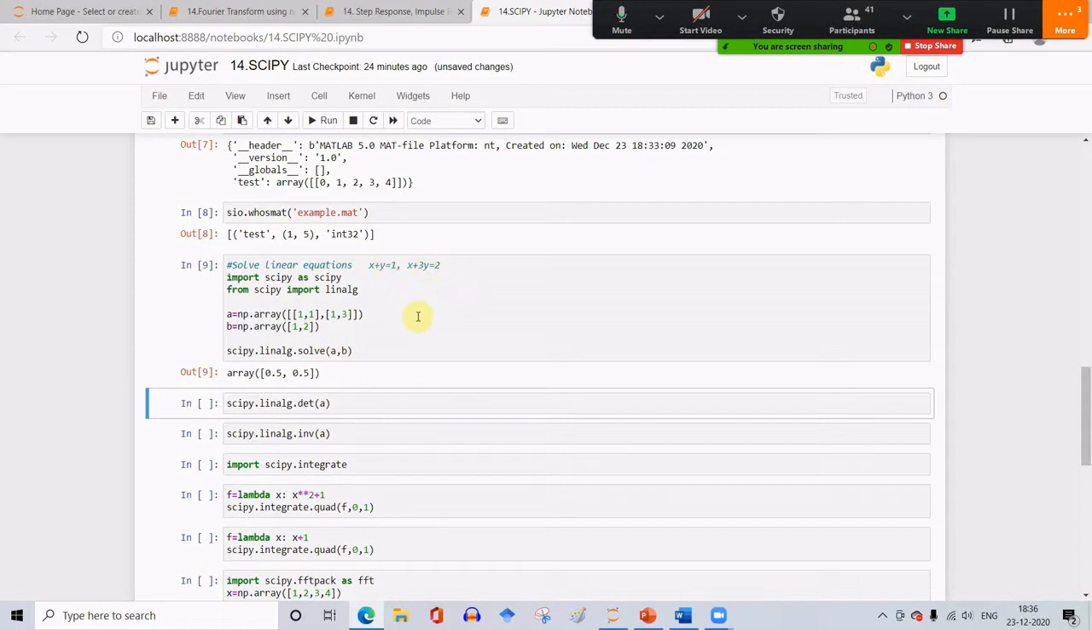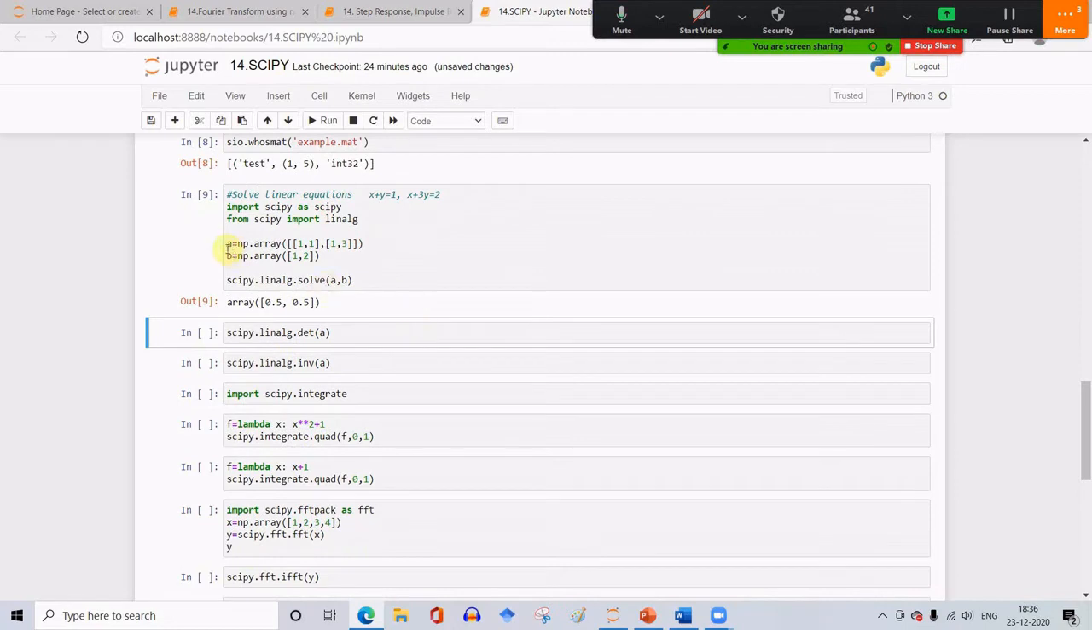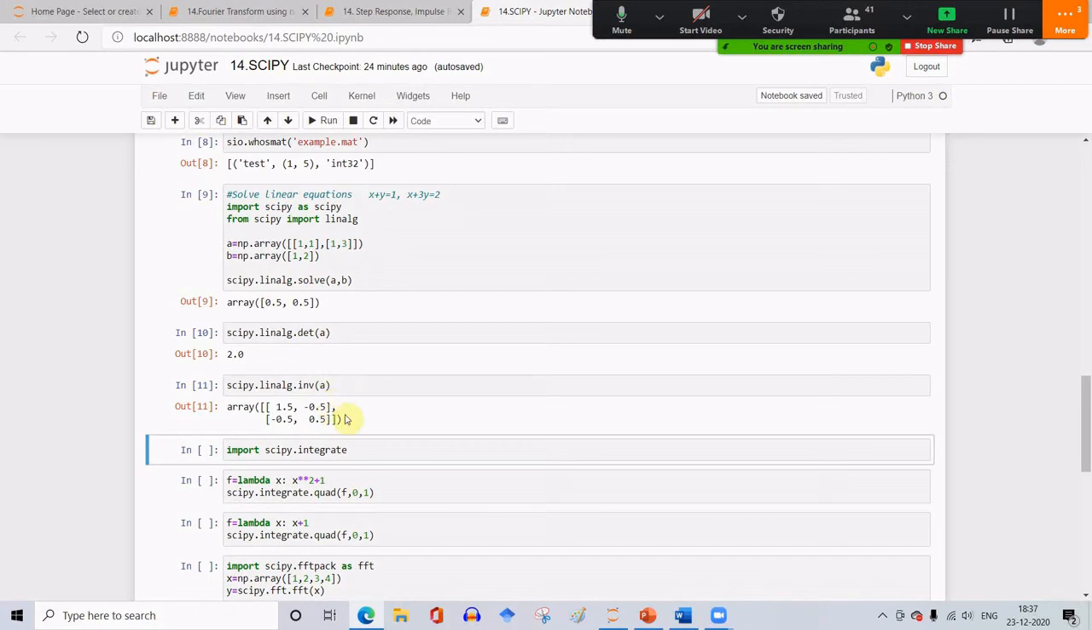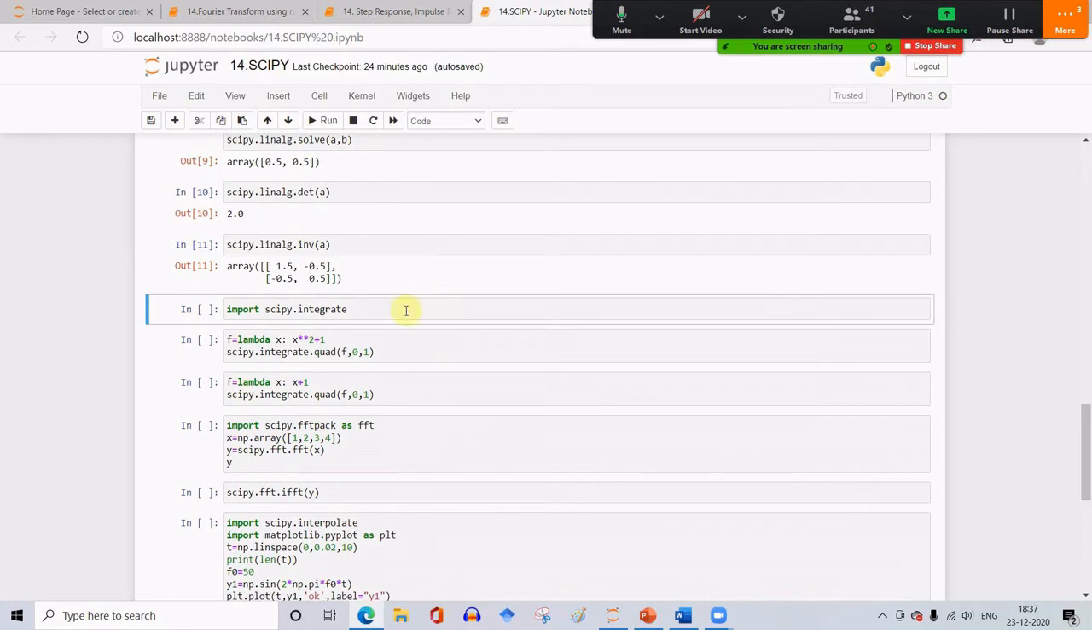You can extend it to any number of equations. Only thing is you must bring the constant coefficients of the various variables and then the right hand side also into the form of arrays. Now we can find the determinant of this A. A is a 2 by 2 matrix. I can get the determinant by this linalg dot det, and I can get the inverse by linalg dot inv. So determinant of 1 1 1 3 is 2, and the inverse of that matrix is this much. Okay, so that is about linear algebra subpackage of SciPy.